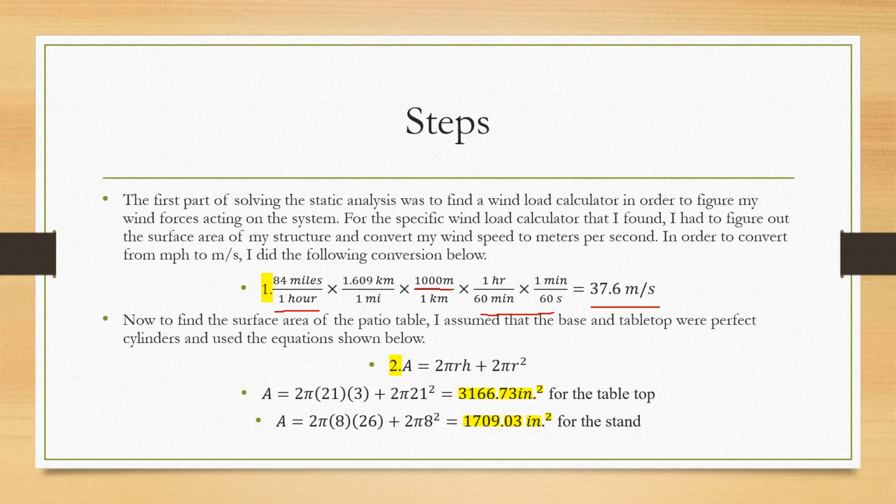And I assumed that each component of the table, being the tabletop and the base, were perfect cylinders, and I used the equation for the surface area of a cylinder, and I got this value for the tabletop and this value for the table stand.